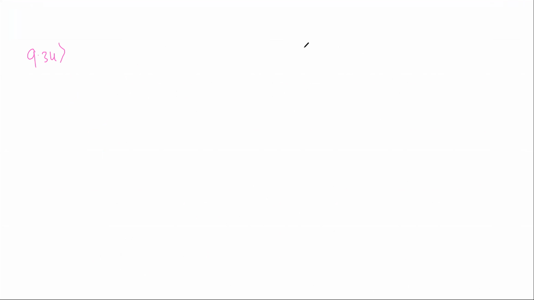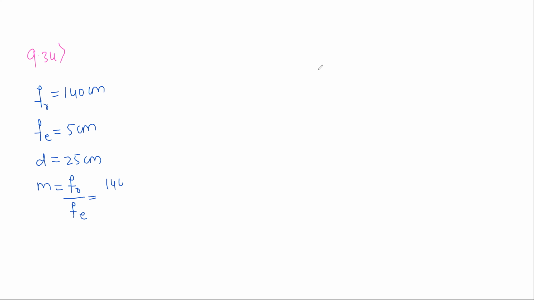So from the question, the focal length of the objective lens, let us consider that as f0, is equal to 140 centimeter. Focal length of the eyepiece fe is equal to 5 centimeter. Least distance of distinct vision d is equal to 25 centimeter. And the telescope is in normal adjustment. Magnifying power is calculated by using formula f0 divided by fe. So that is 140 divided by 5, which simplifies to 28.